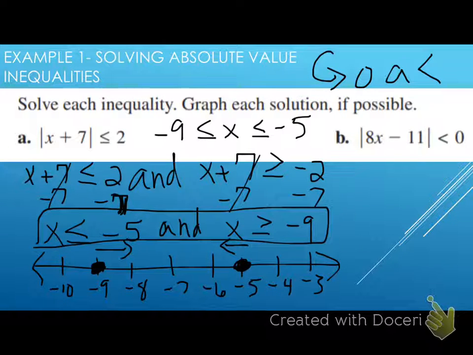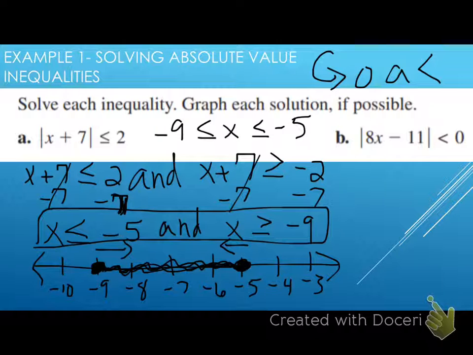So where would the intersection be? The overlap of the two shaded areas? Negative 9, negative 8, and negative 7. Between my two points, right? Yes. Would it go past either point? No. Because my solutions have to meet both of my inequalities at the same time. They have to be less than or equal to negative 5, and at the same time, greater than or equal to negative 9. Okay? So that would be my graph.